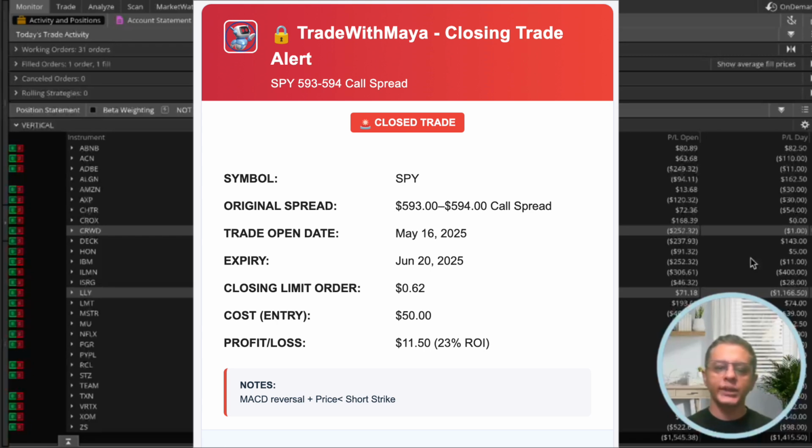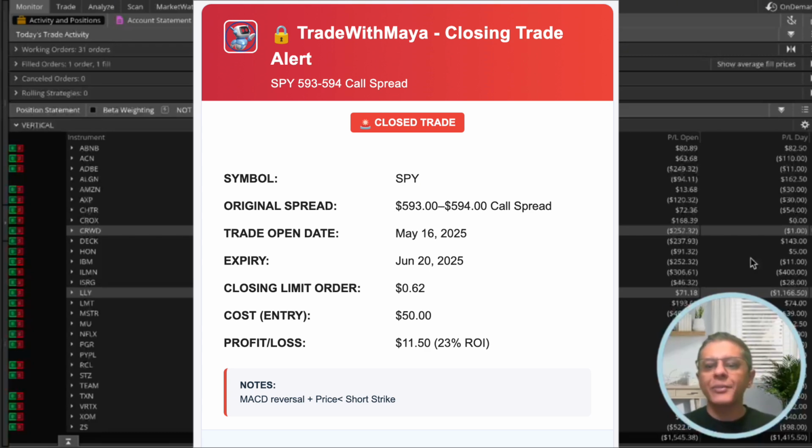Note that entry is 50, closing order is at 62. So it's actually a profit. That's the beauty of Maya: it doesn't get greedy and it doesn't panic. This rule got triggered, fine. It made only $11 in this case, assuming one contract. That's a 23% ROI. The key to success is not letting your winners turn against you and not letting your losers go to full loss.